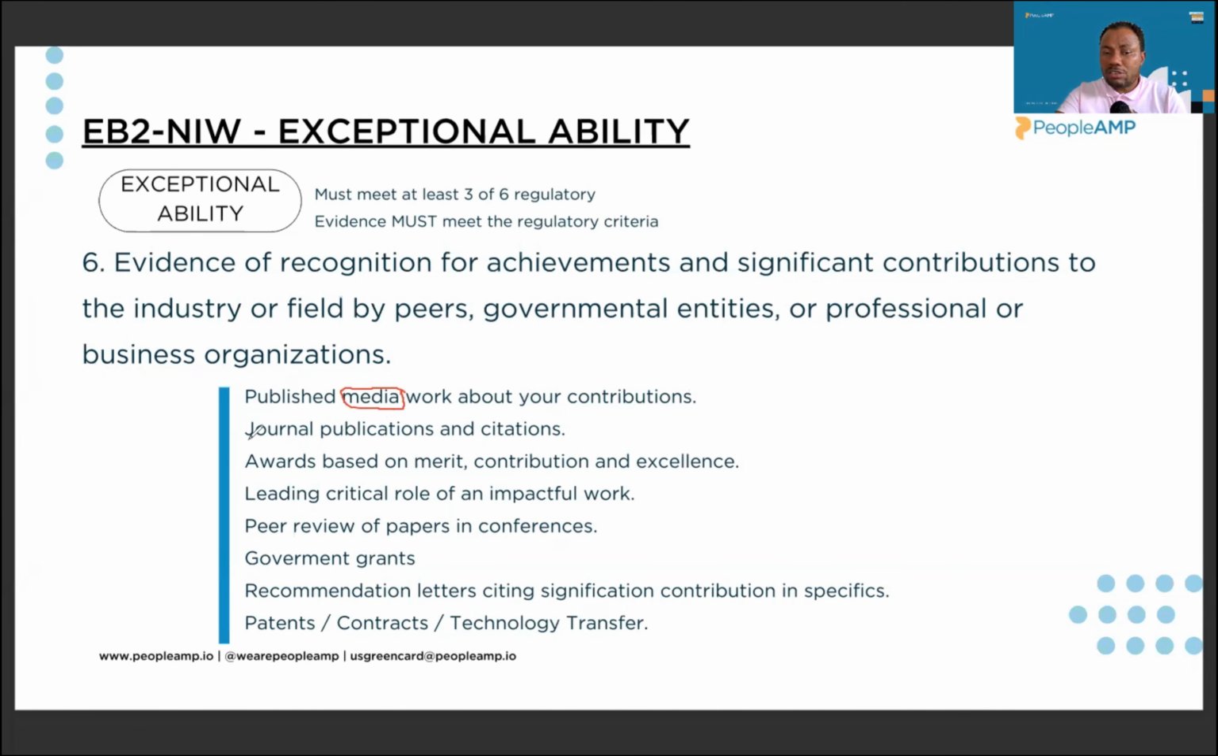Now the second one is that you have written some articles in journals and they have been well cited. It's also your recognition, it's also like an achievement that you have in the industry.